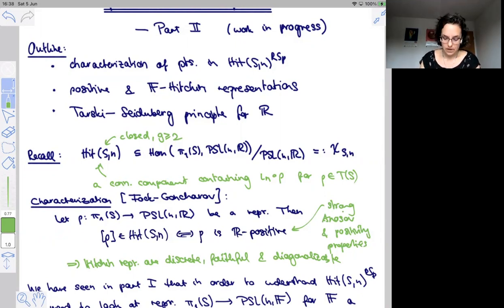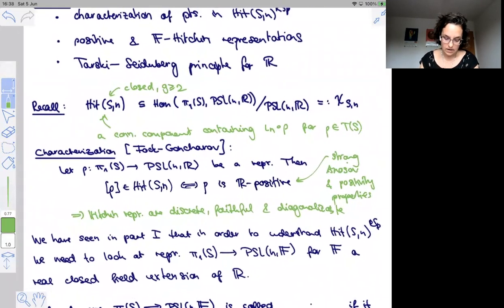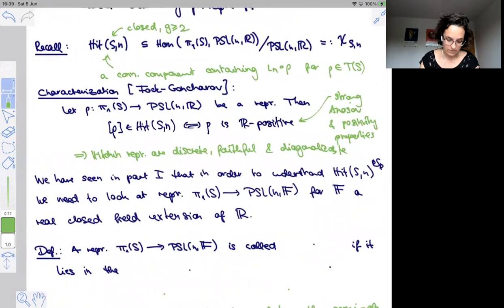And now we want to come to the real spectrum compactification, and I hope I convinced you in part 1 of this talk that in order to understand this compactification better, we need to look at representations into PSLn F, where F is some real closed field extension of R. So let me give you a definition.